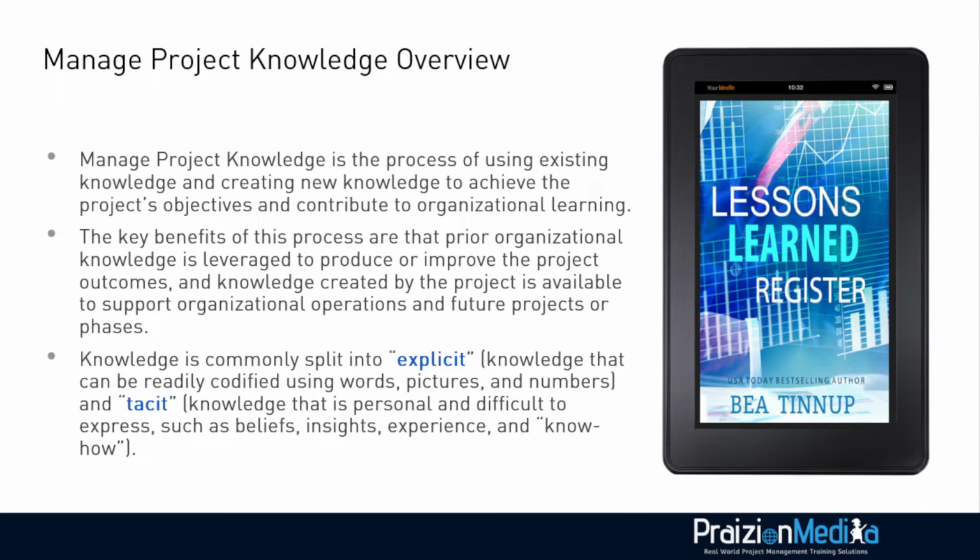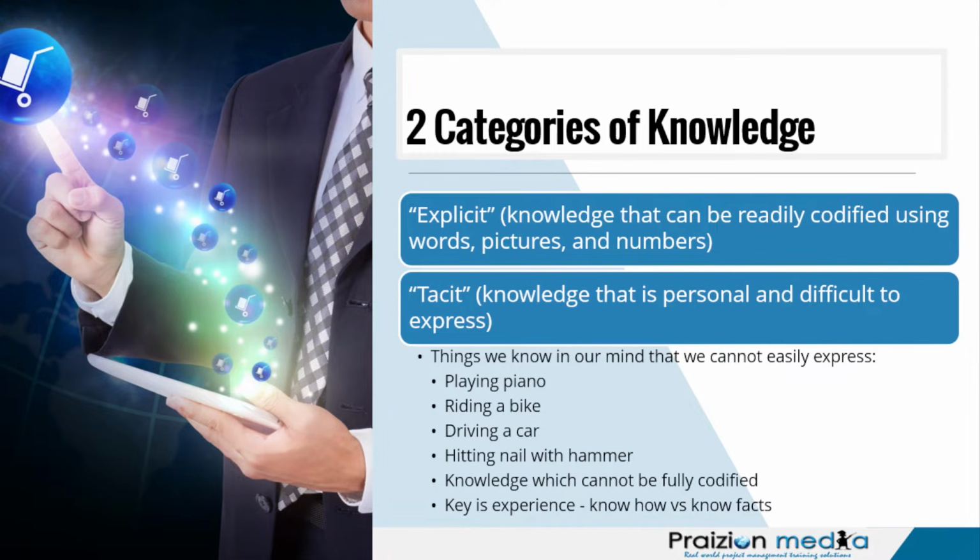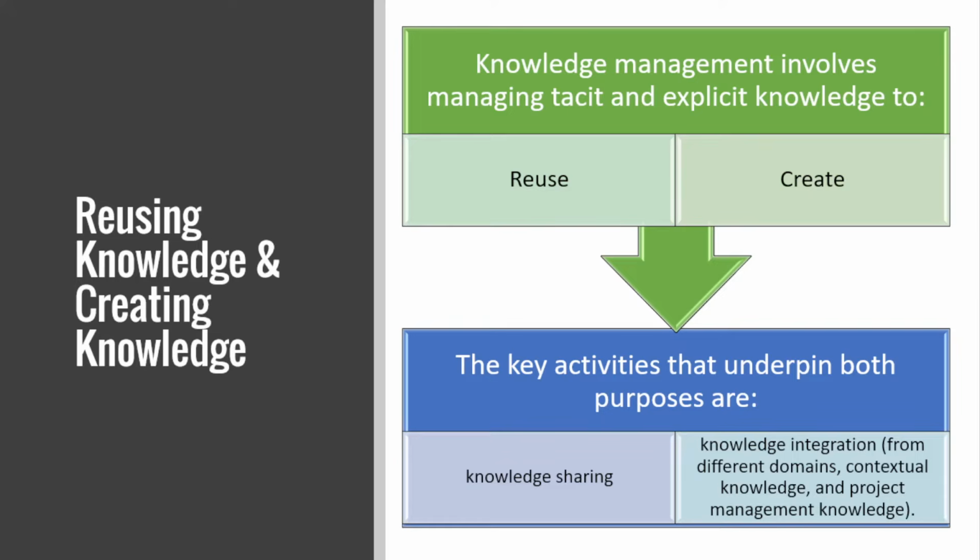Knowledge is commonly split into 2 buckets: explicit knowledge that can be readily codified using words, pictures, and numbers, and tacit knowledge, which is knowledge that is personal and difficult to express, such as beliefs, insight, experience, and know-how. So the 2 big buckets, there you have it. And here are some examples of tacit knowledge: playing the piano, riding a bike, driving a car, hitting a nail with a hammer. How do you really explain those? It takes some experience and some deeper levels of conversation.